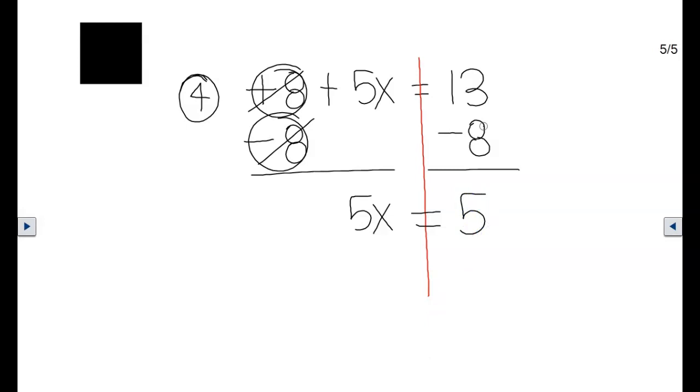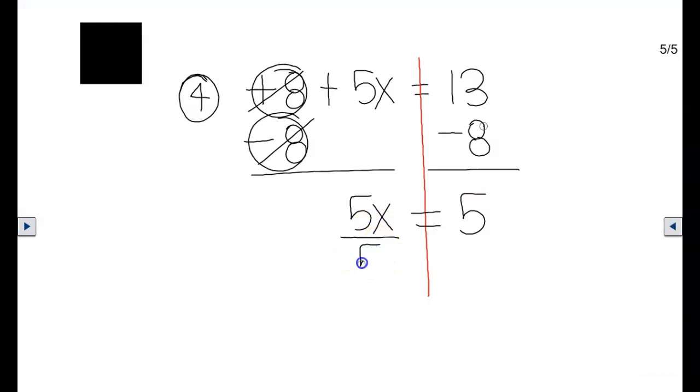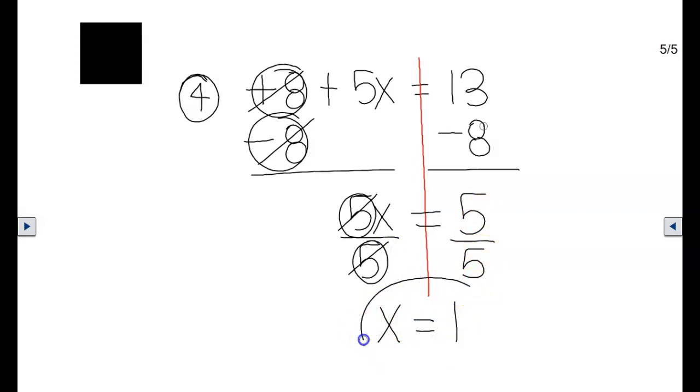All right, now that that x is uncovered, I'm going to do the second step, and I'm going to undo multiplying or dividing. Well, what do I have here? Do I have multiplying or dividing? Well, this is 5x. This is 5 times x, so I have multiplying by 5. So I will do the opposite and divide by that 5. So my multiplying by 5 and my dividing by 5 cancel each other out. I have x alone, and my answer over here, 5 divided by 5, is equal to 1.